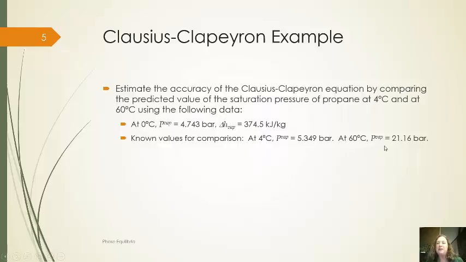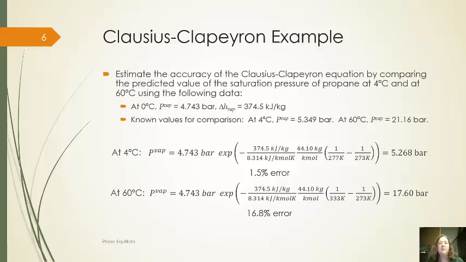Now we want to be able to compare, so looking up in the data table, we found the values that were measured. So we know these are correct, but let's predict and do a comparison. So at 4 degrees C, plugging the numbers into the formula that we had, we find that the answer is 5.27 bars. The actual answer was 5.35 bars, so we only have a 1.5% error. But notice that the temperatures are very close. 0 degrees versus 4 degrees, very close.